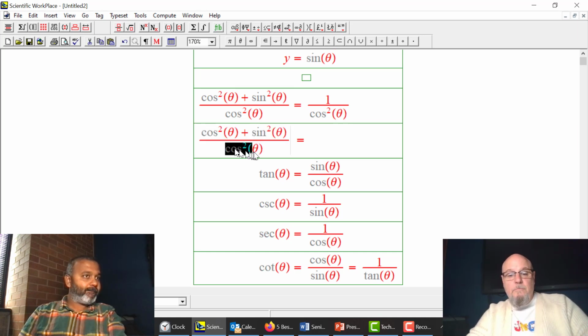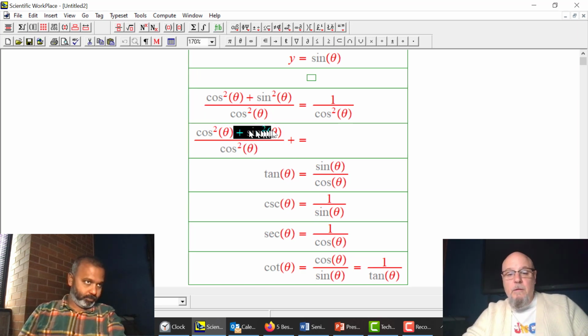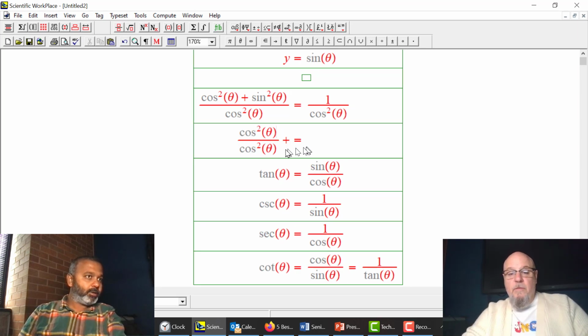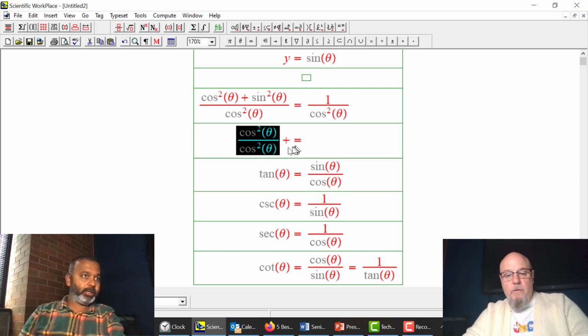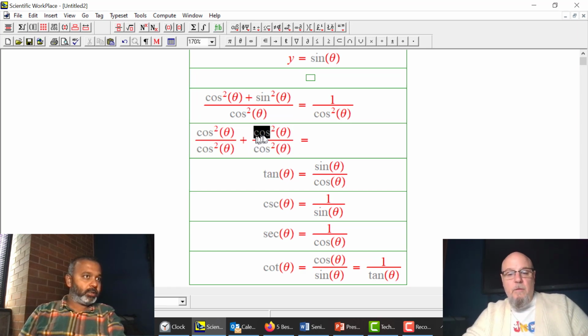So I'm going to split them at that plus sign. So that'll be cos squared divided by cos squared plus, I guess, the sine squared divided by cos squared. That'll be sine. And I still have this 1 over cos squared here. Looking over here, secant is 1 over cosine.